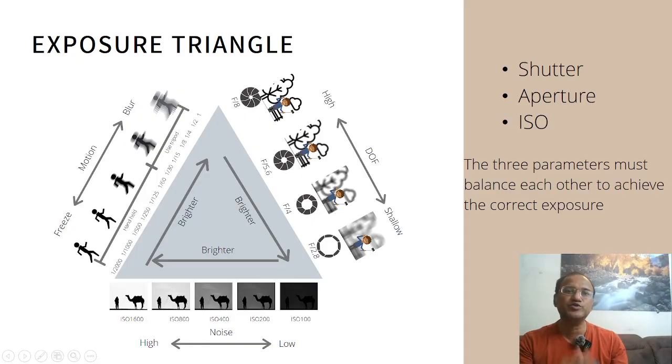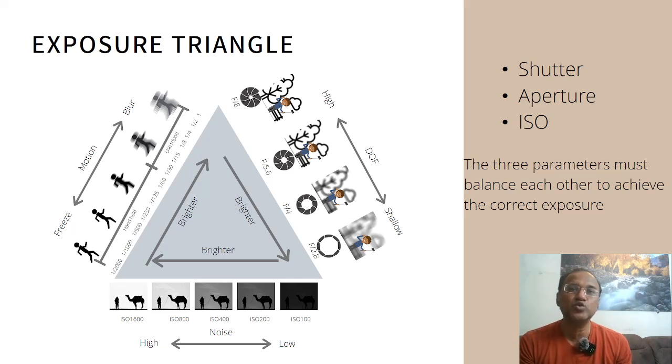As part of the video series, how to set your camera in manual mode, let's get cracking on the most important topic, which is exposure triangle. So what is exposure triangle? As you know, the triangle has three sides and the exposure triangle parameters are shutter, aperture and ISO. These three parameters must balance each other to give you the correct exposure.